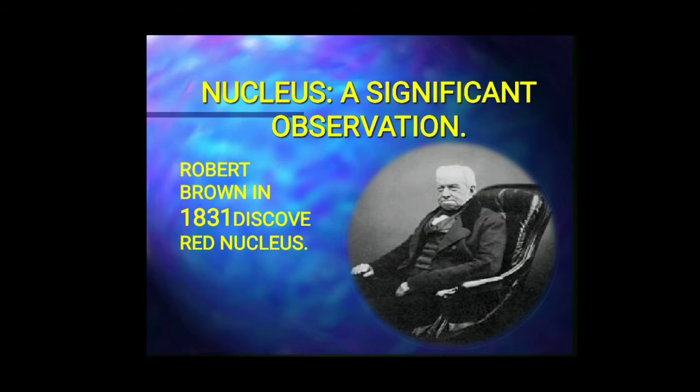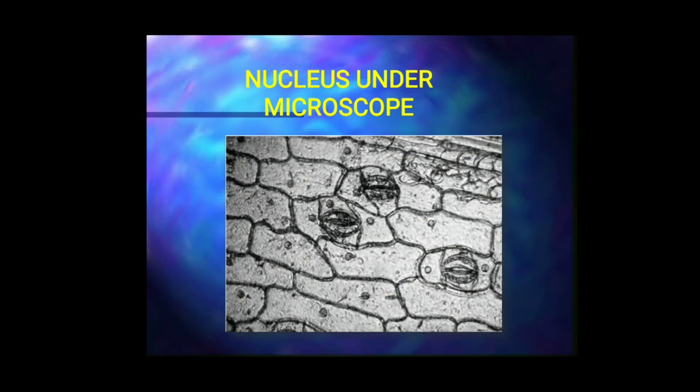So after his discovery, that is after 1831, around 150 years after, different scientists observed Robert Brown's discovery, that is nucleus, and they made different observations and findings. So this is what Robert Brown observed under the microscope. The small dark spotted structures are called nucleus.